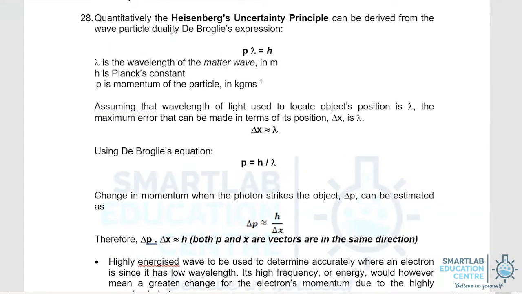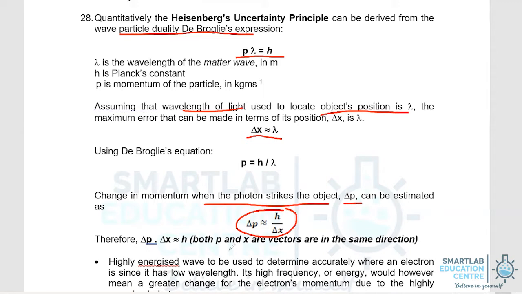Let's take a look at mathematically how this expression is being derived. We start off by using the wave particle duality expression, p lambda is equal to h. And from there, we can assume that the wavelength of the light used to locate the object's position is lambda. Hence, the change in displacement is approximated as the wavelength. When a photon strikes the object, the change in momentum can therefore be estimated by this expression.